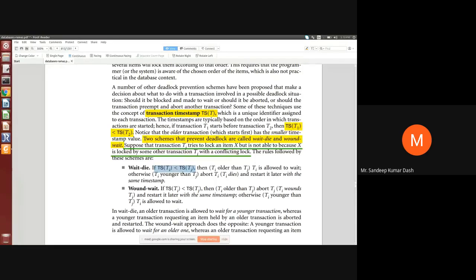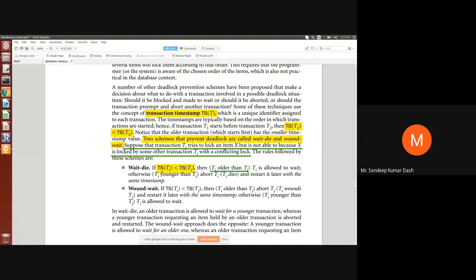So I told you that a timestamp is a value given to a transaction which is lesser for an older transaction and greater for a younger transaction. Suppose the older transaction comes previously, it is given the number 1. The younger transaction comes afterwards, it is the second transaction, so it is given the number 2. So obviously 1 is less than 2. In that sense, TS of Ti is less than TS of Tj means Ti is older than Tj. Here it is written. Okay, any doubt at any point of time? I am going phase by phase, you tell me.